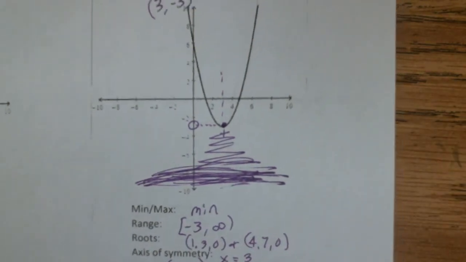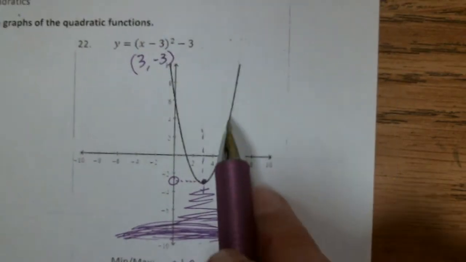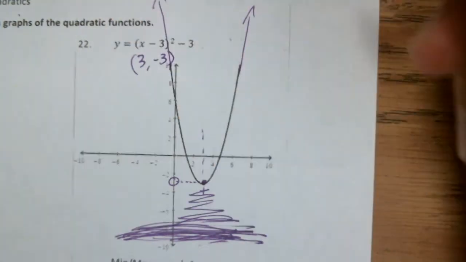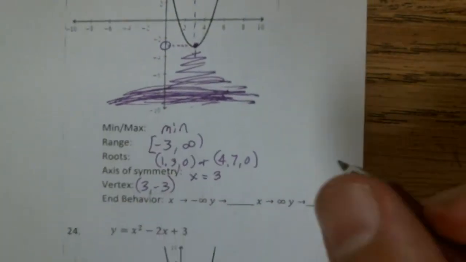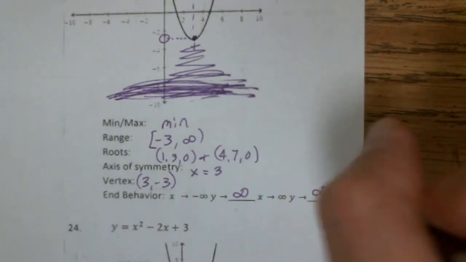Okay, for the end behaviors, very, very simple. All you have to remember is where are these arrows pointing? How is the graph behaving at the very end? These guys are both going up. They're both headed towards positive infinity in the y direction. So both of my behaviors are going to be positive and positive infinity.